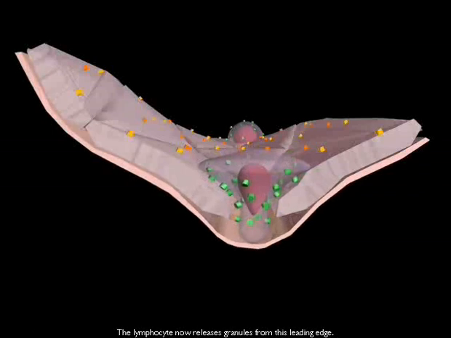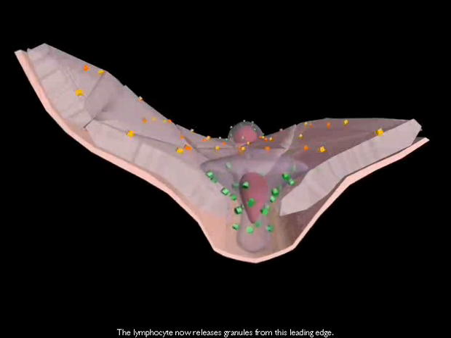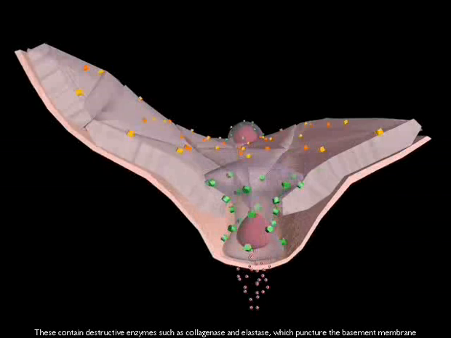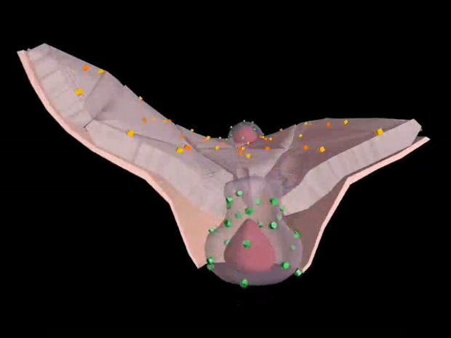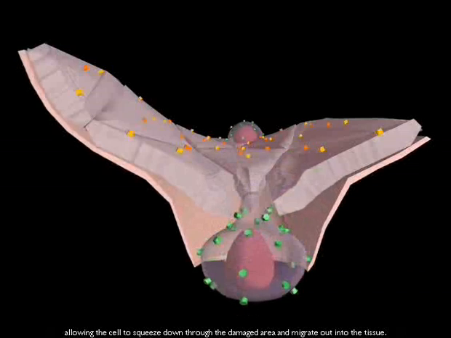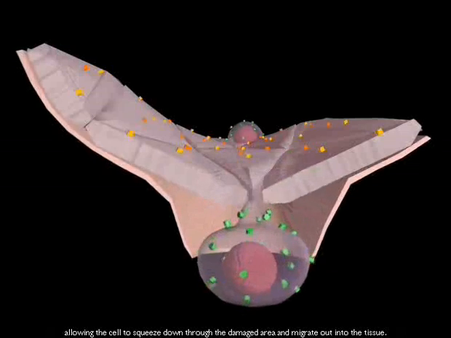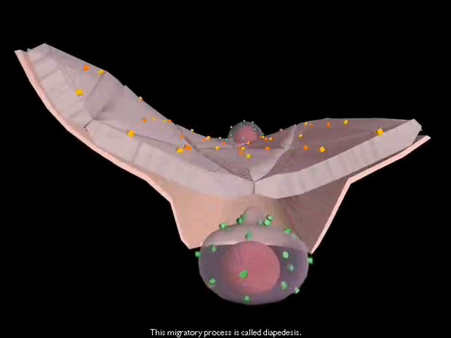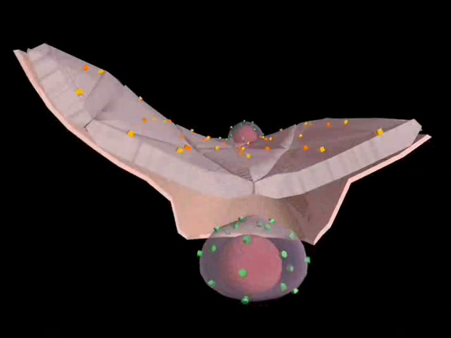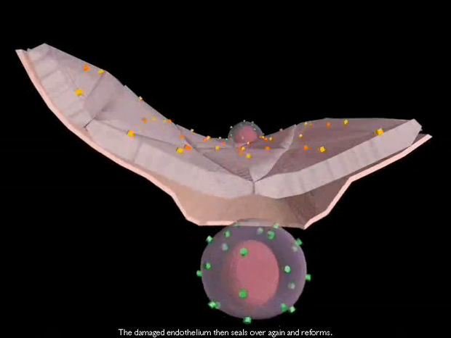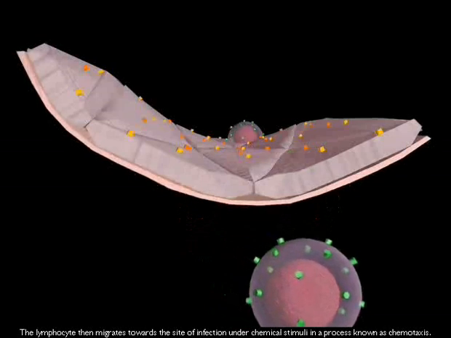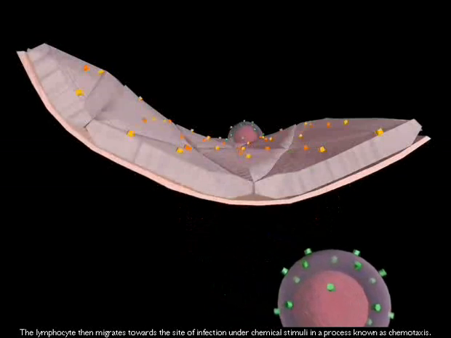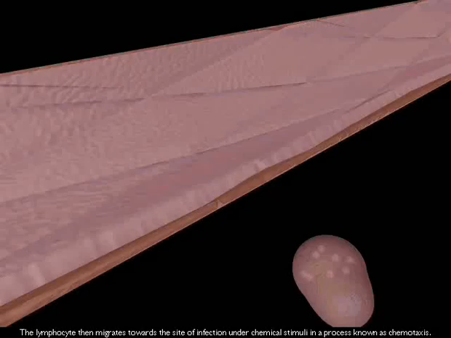The lymphocyte now releases granules from this leading edge. These contain destructive enzymes such as collagenase and elastase, which puncture the basement membrane, allowing the cell to squeeze down through the damaged area and migrate out into the tissue. This migratory process is called diapedesis. The damaged endothelium then seals over again and reforms. The lymphocyte then migrates towards the site of infection under chemical stimuli in a process known as chemotaxis.